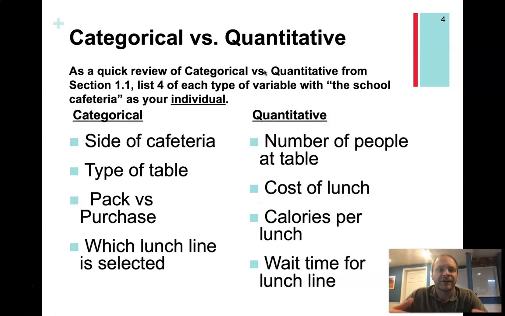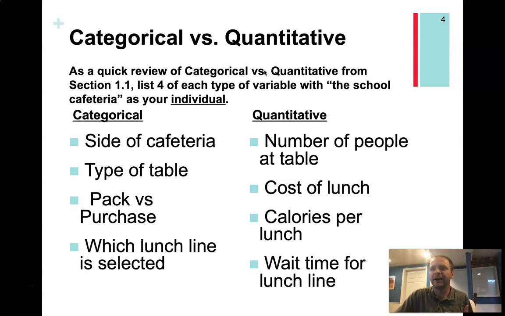So the ones I came up with for categorical were side of the cafeteria, the left side or the right side, the old middle school side or the high school side. The type of table: we have booths, there's round tables, there's rectangular tables. What type of table are you sitting at? Students who packed versus students who purchased lunch. And then which lunch line did you select? Now, quantitative variables: we have the number of people at a table, the cost of lunch, the calories per lunch, and wait time in a lunch line. So these are the ones that I came up with.